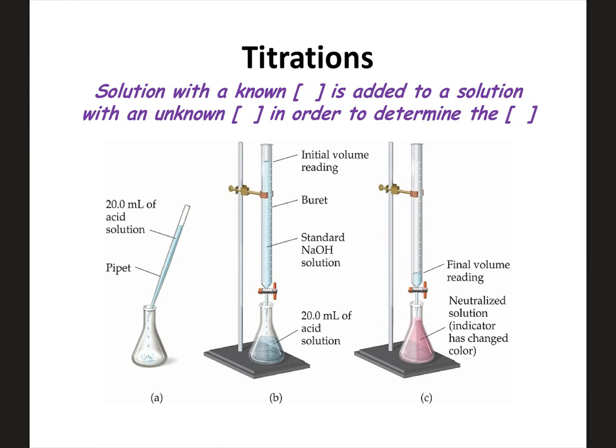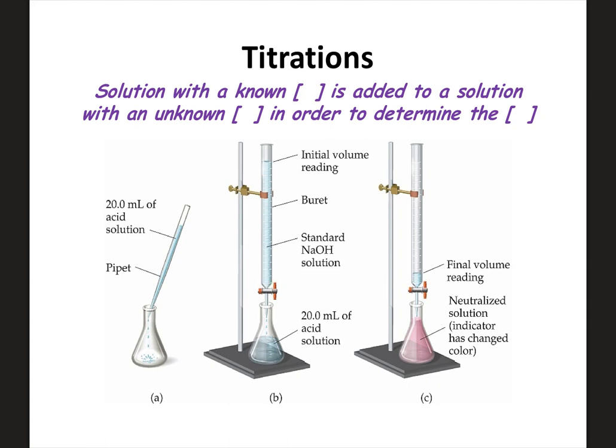So we have our burette here, and we're going to need to clamp it to our ring stand. We will put our standardized solution into that. In this case, we're using NaOH in this picture. We have to record the initial volume reading of the NaOH in the burette. And then we have our acid solution in the flask below it. Then we'll open the stopcock and allow the solution to flow in.